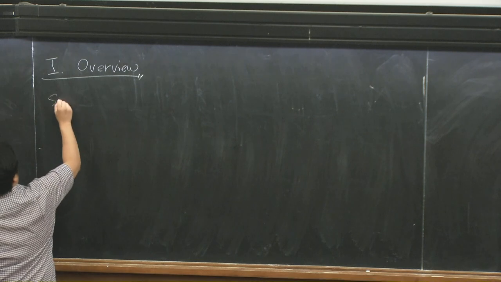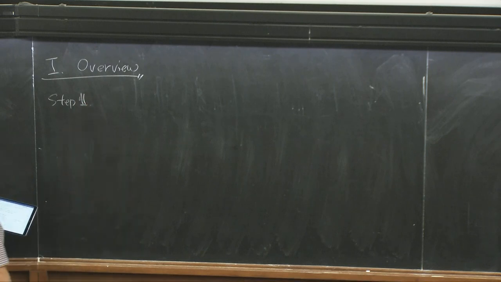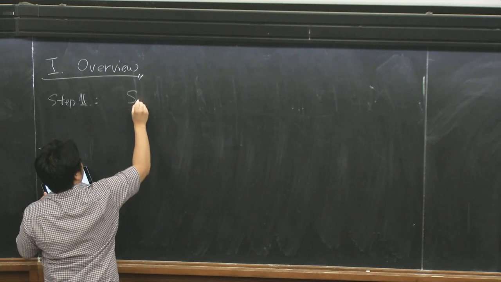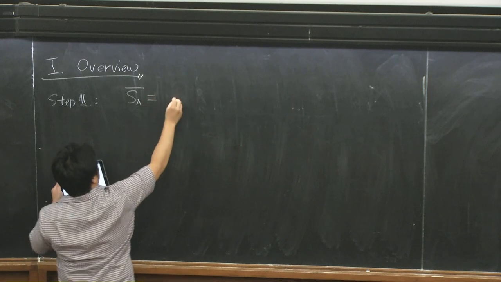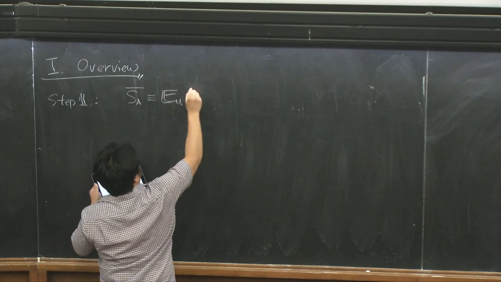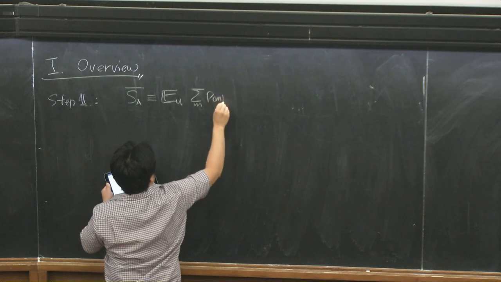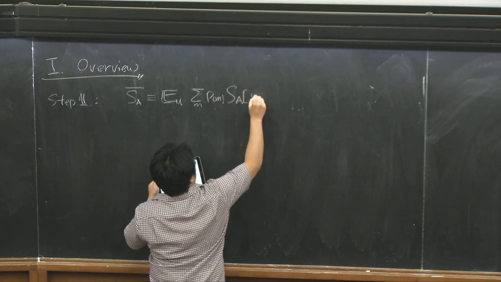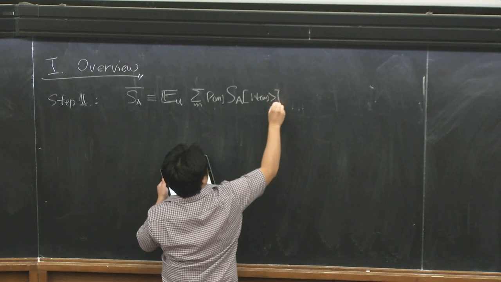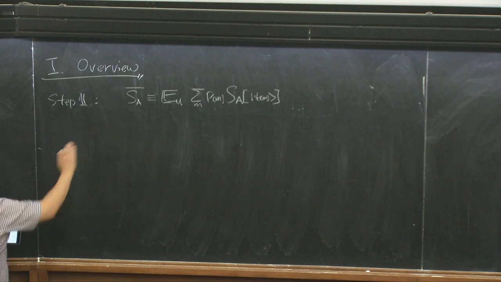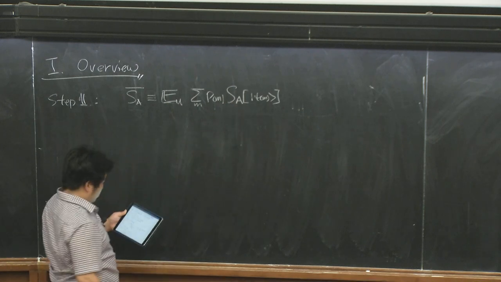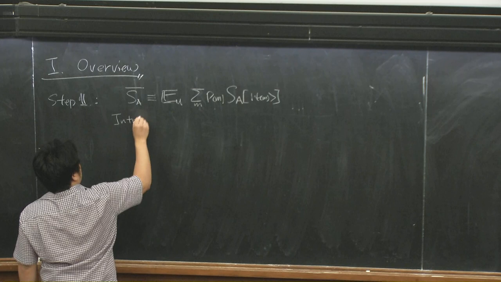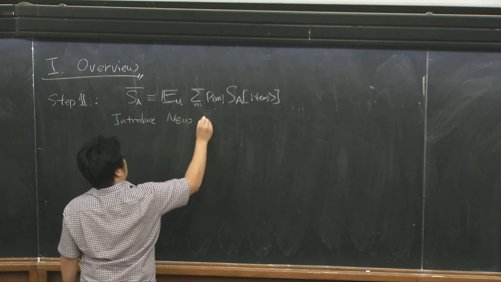Step number one is that initially we talked about this average entanglement. So for subsystem A, the average entanglement is defined by averaging over unitaries and then averaging over different measurement outcomes, for a specific choice of unitary, of the entanglement entropy of the subsystem obtained from this wave function. But instead of considering this, especially the von Neumann entanglement entropy, we'll introduce a new quantity.